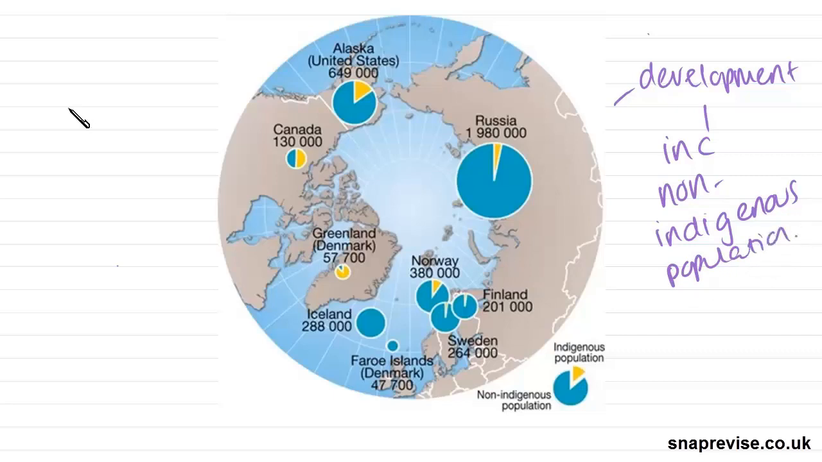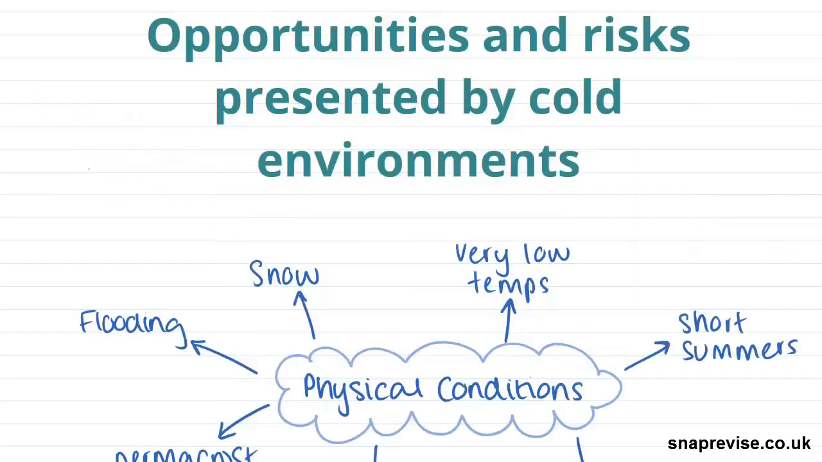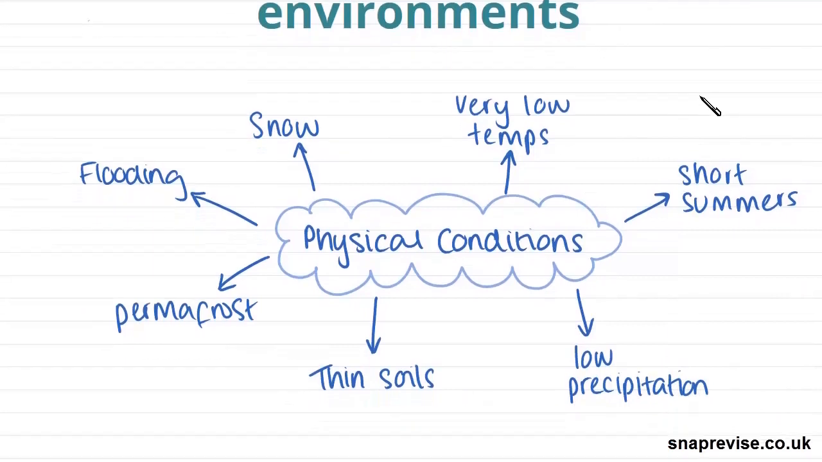So currently in total we have about 4 million people living in the Arctic Circle, which is shown on this map. And again, this shows the population distribution of the Arctic. So now that we've learned that people do live in these cold environments, we're going to look at the opportunities and risks presented by the cold environments to the people living there.